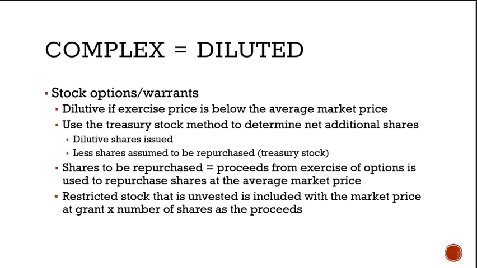When people exercise their options, they give us cash for shares, right? The option is a coupon to buy the stock at a set price. They're going to give us cash. So we're going to assume that they did that and they gave us cash. And we're going to use that cash to turn around and buy shares in the market at the average market price. Same thing with the restricted stock. We're going to include that with the market price and then multiply by the number of shares as the proceeds. So you're still going to utilize that value to pretend to buy back shares.